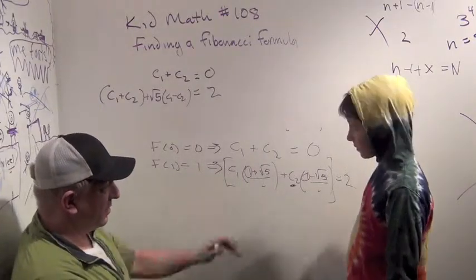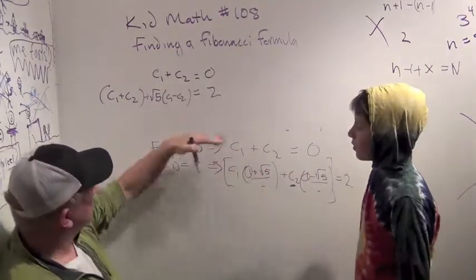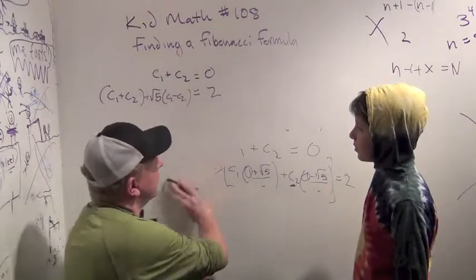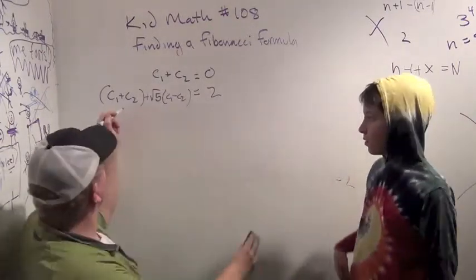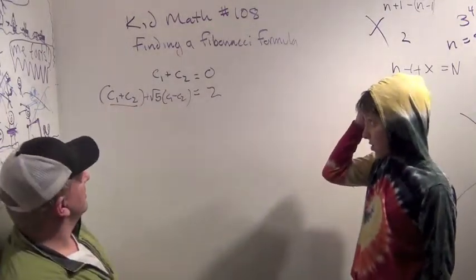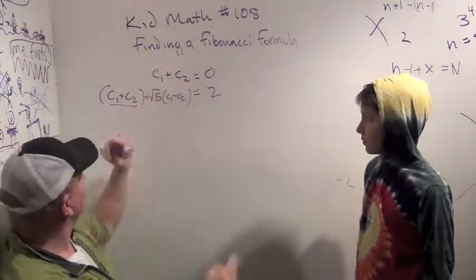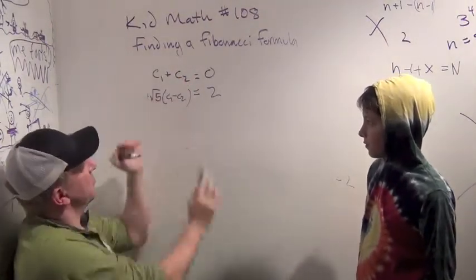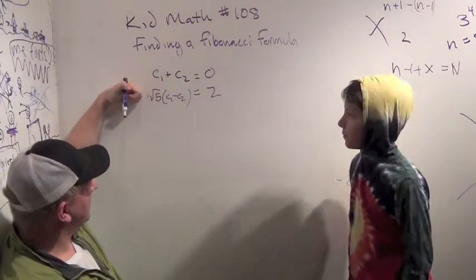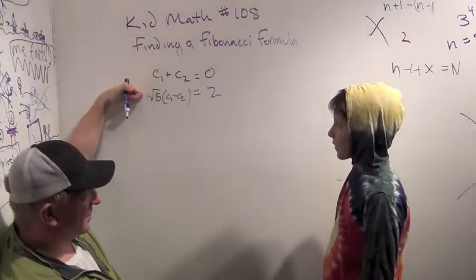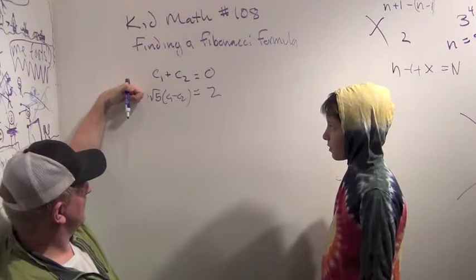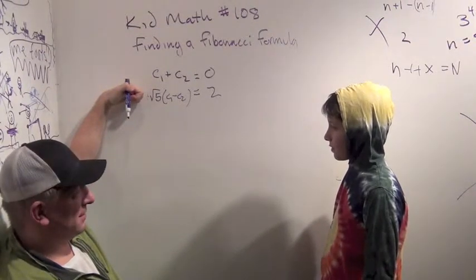Alright. So this complicated thing down here actually simplifies pretty easily, and it simplifies even more because what do you know about C1 plus C2? That's just 0. So this whole thing actually just goes away because of the first equation. Now what can I do to make this equation a little easier? Well, you could divide everything by the square root of 5.